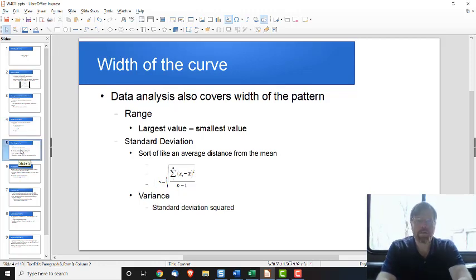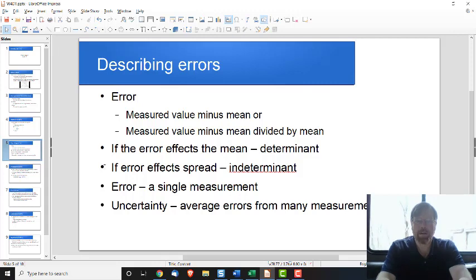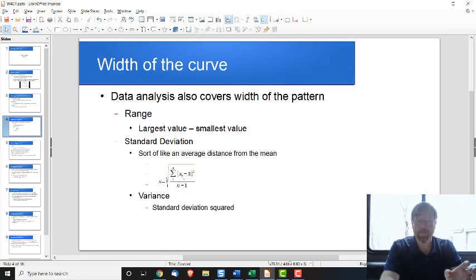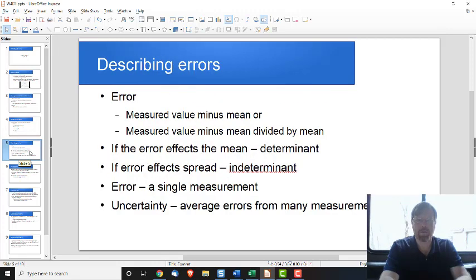Another thing we are concerned with in data analysis is error, how to describe the error. There are a couple of common ways. One is the measured value minus the mean, so it's x_i minus x bar. We see that that's an error right there in our standard deviation formula. We could also take the measured value minus the mean and divide that by the mean and come up with a percent error based on the mean.